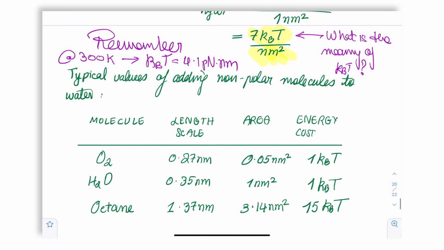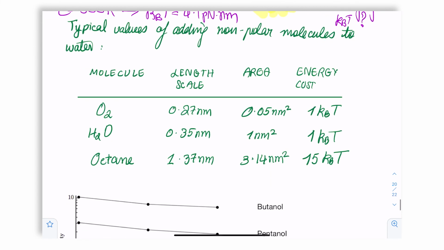The typical values of adding nonpolar molecules to water are as follows. For oxygen, with a diameter of 0.27 nanometer, assuming a sphere, the area is 0.05 nanometer square, and the energy cost is 1 kBT. Remember, I said it could be lower, right? The energy cost could be lower than 7 kBT.